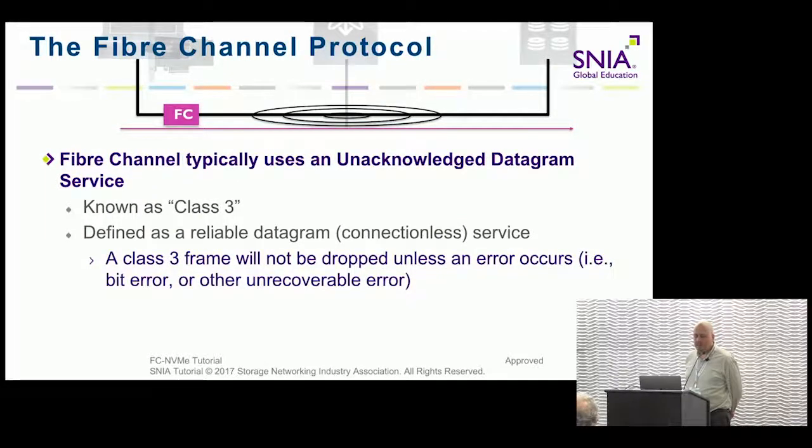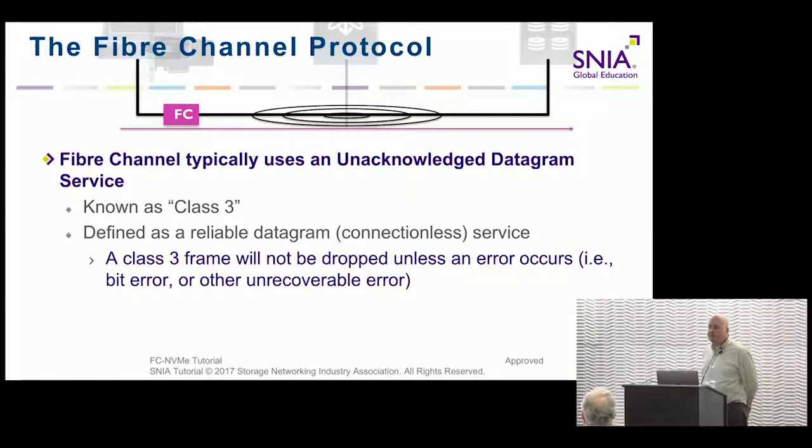So Fibre Channel typically uses an unacknowledged datagram class of service. This is known as class 3. It's defined as a reliable datagram, meaning it won't be dropped for congestion reasons. If you get a bit error, frames can get dropped. Stuff happens, but it won't be dropped as a matter of the protocol.